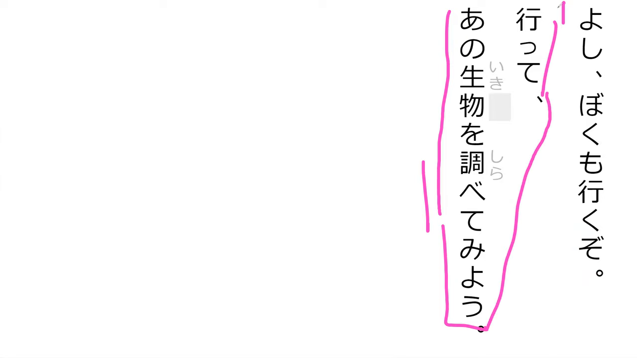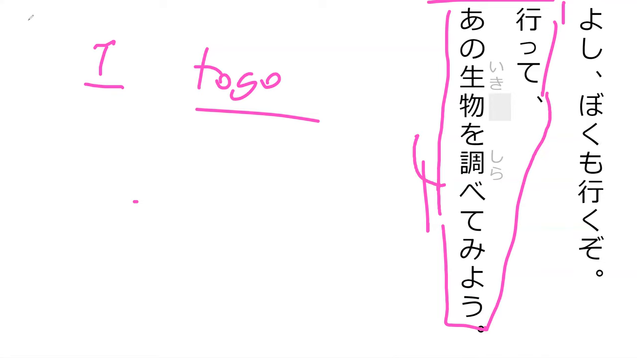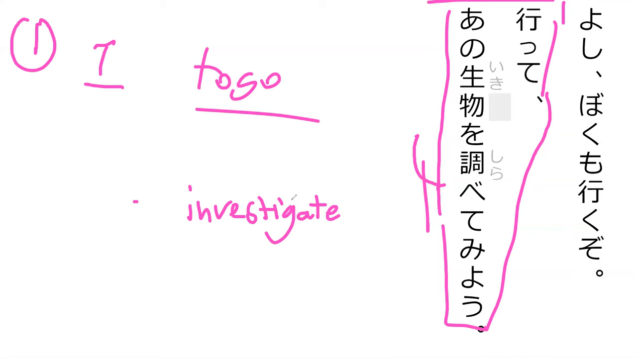Before he's climbing down. Then we have itte, ano ikimono o shirabete miyo. What does that mean? We got two actions. We got itte and shirabiru. So what's going on here? Itte is the itte from iku, to go. Itte, yes, to go. Ano ikimono o, I go and then I shirabiru. What was shirabiru? That was to investigate. To investigate. So let's go figure this out.